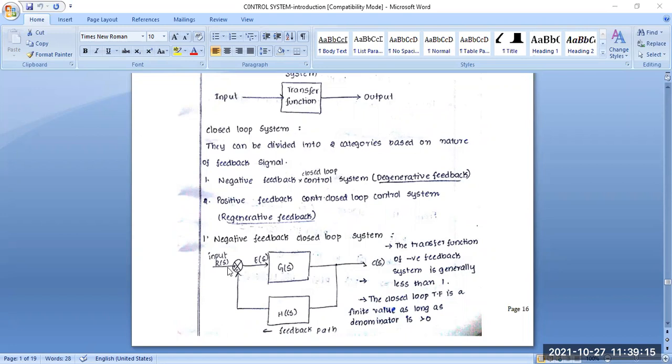So let me recall one thing again. Here we use different types of parameters. This is the input, denoted by R(s), and this is the summing point or reference point, where we connect one the controller part and another the feedback loop or feedback path.